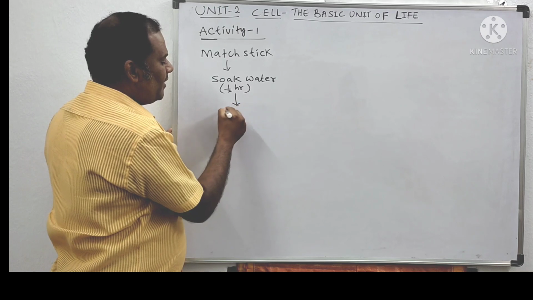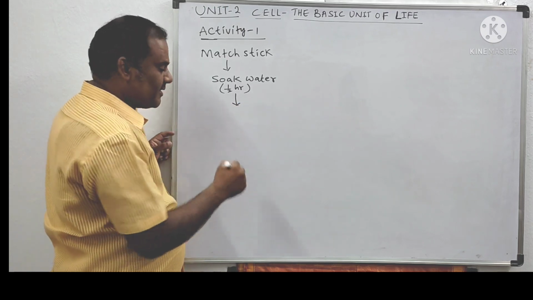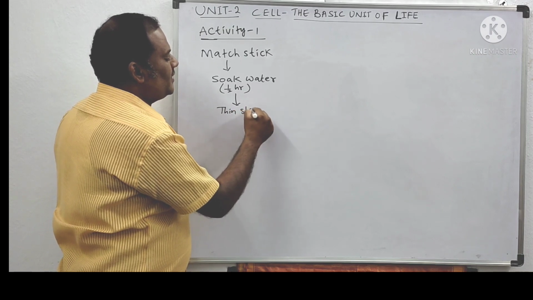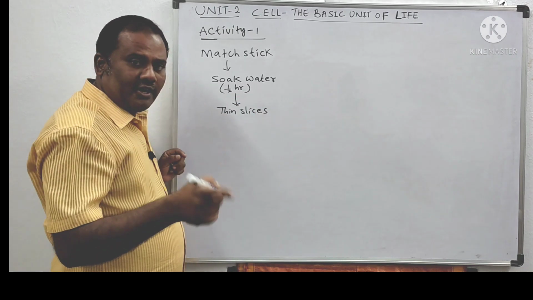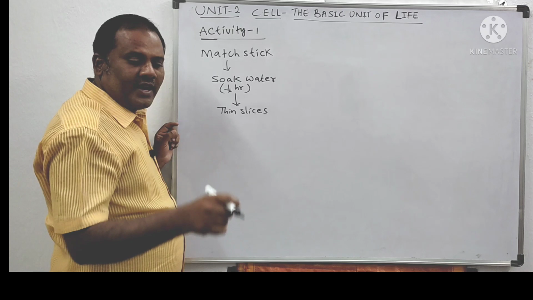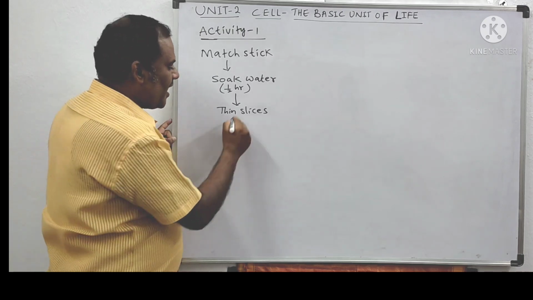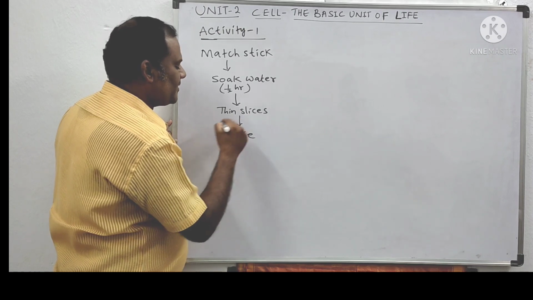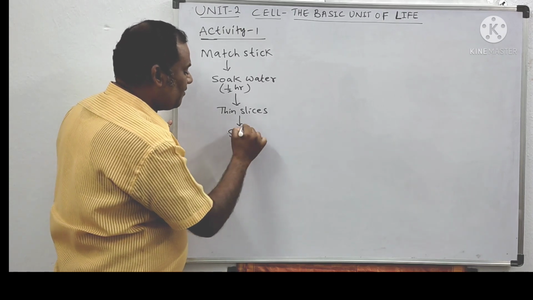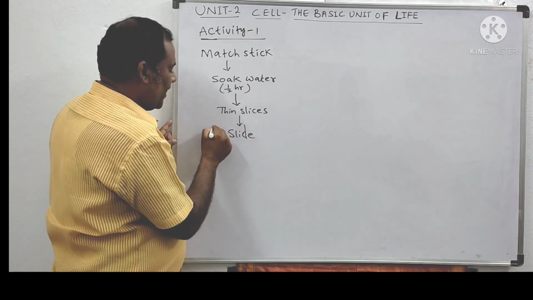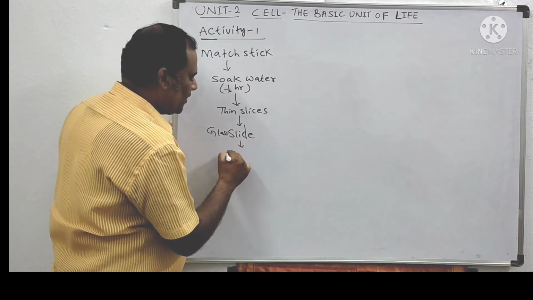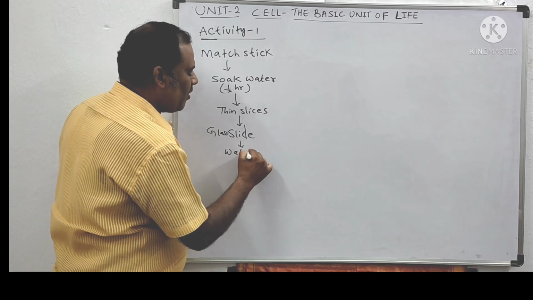And from there you have to cut it into thin slices, with the help of a knife or a blade, and take one thin slice on a glass slide. And then you have to add some water.